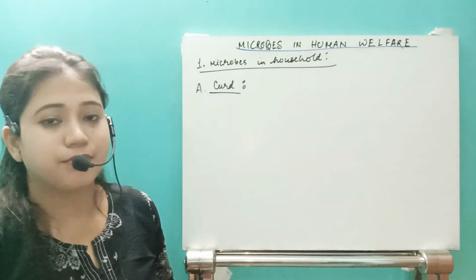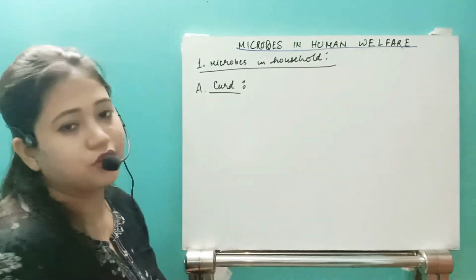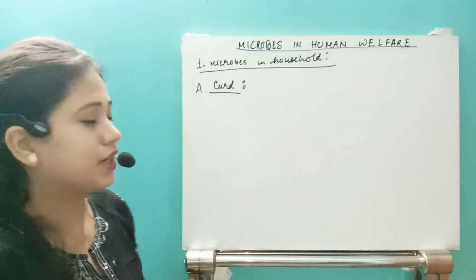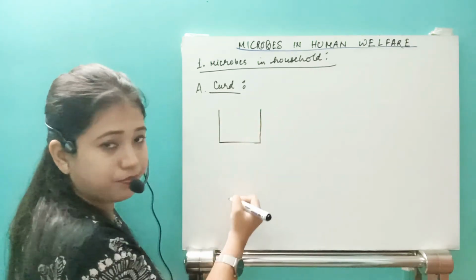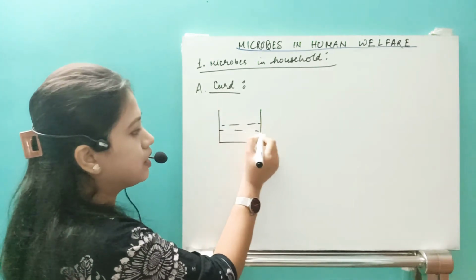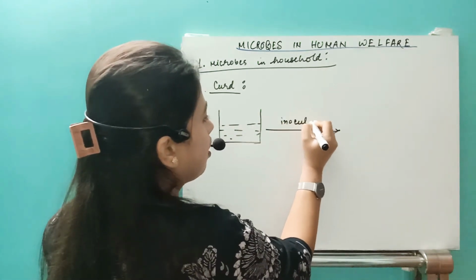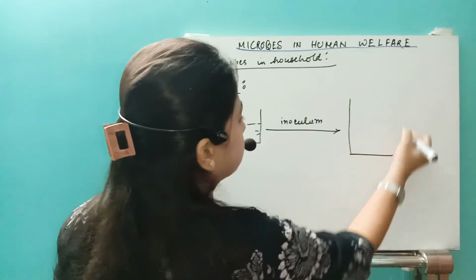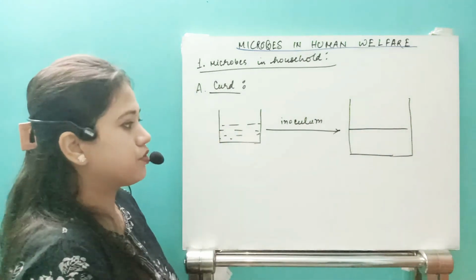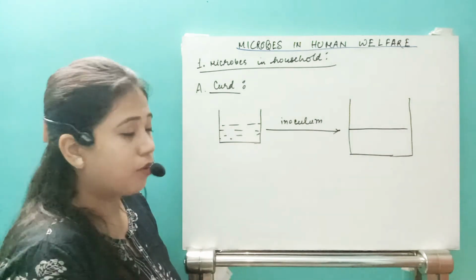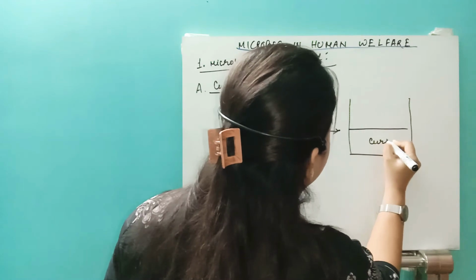So the first example we will see is the use of microbes in the production of curd. So what is curd actually? See, first of all, we will take the milk. Okay, this milk will be added with inoculum. Then after 2-3 days, or within 1 day also, if it gets the proper temperature, it will convert into curd.